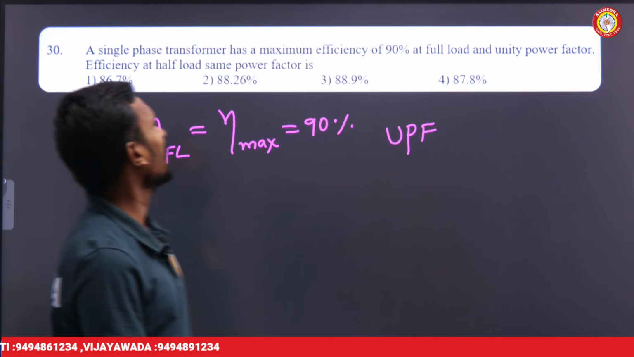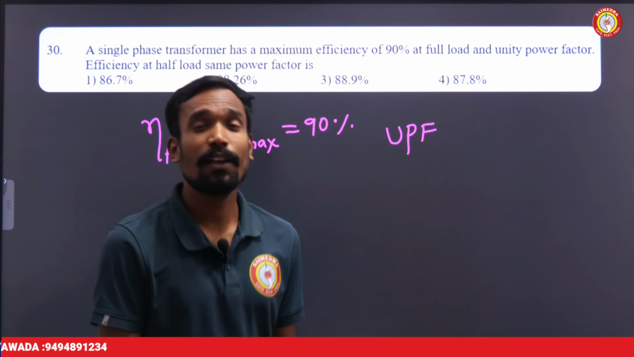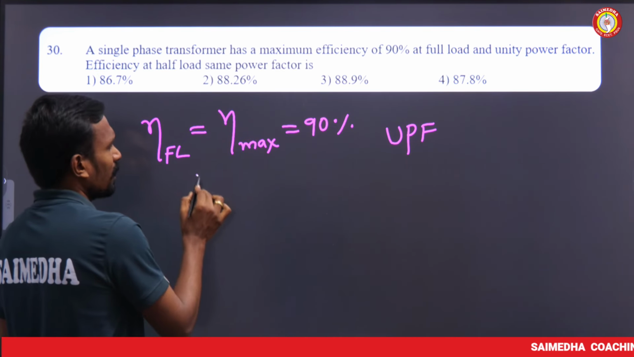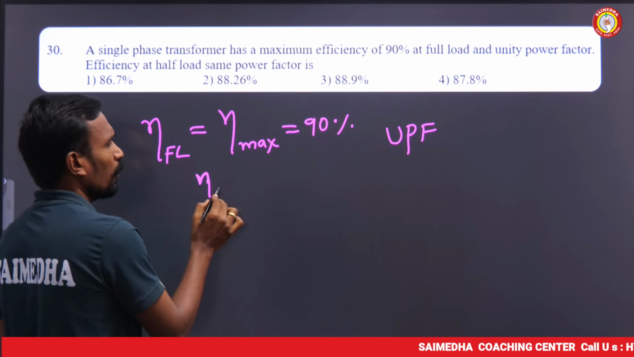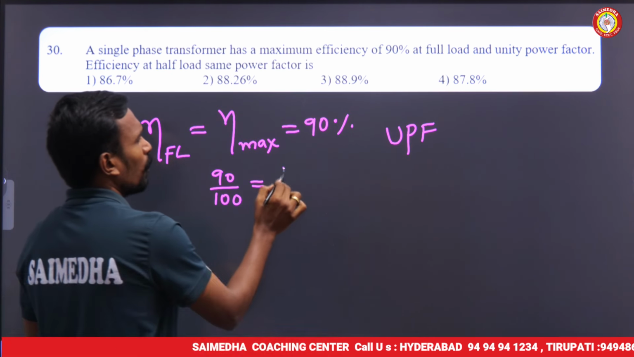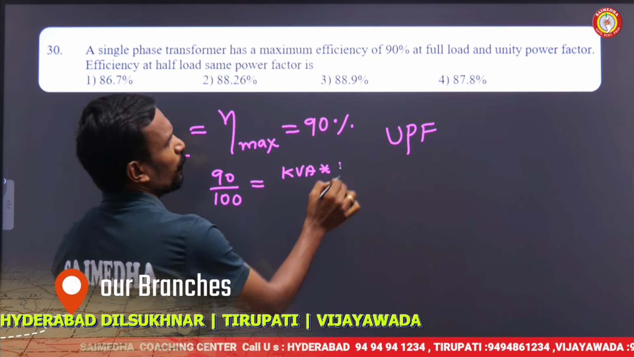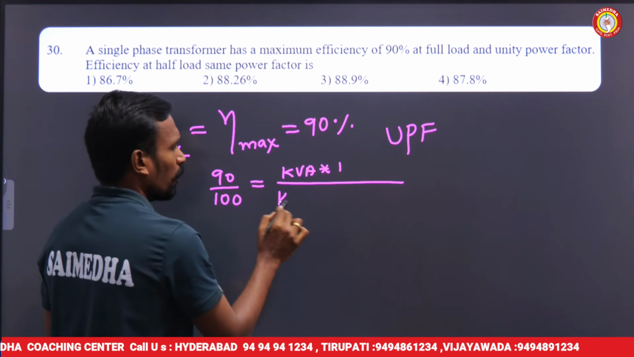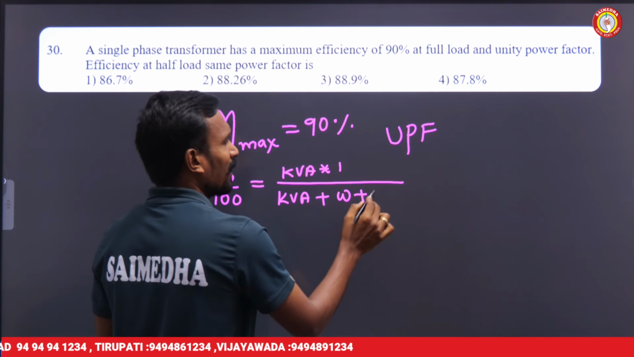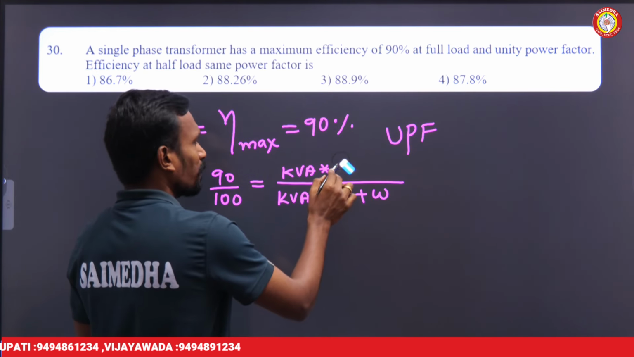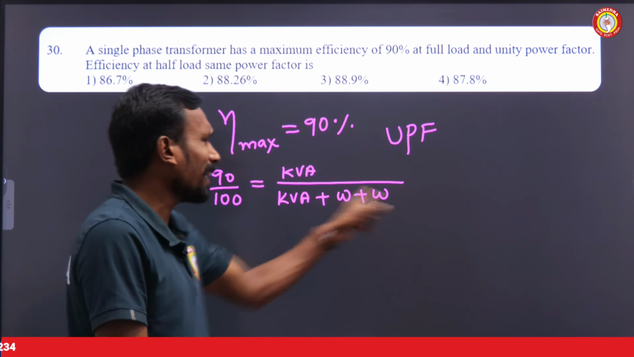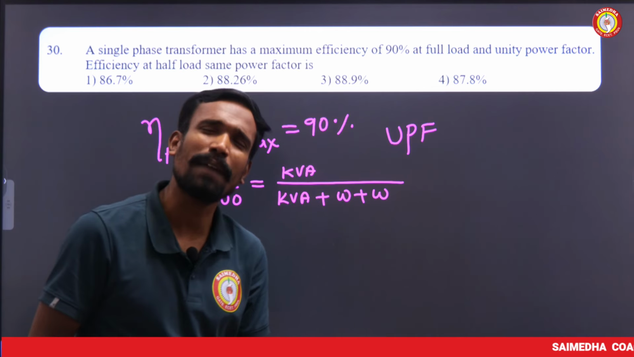Then they are asking the efficiency at off load and the same power factor. Let's see the efficiency at full load. The efficiency at full load is 90%. That is full load kVA into power factor, divided by full load kVA into power factor plus iron losses plus copper losses. Because the power factor is 1, multiply or not, no problem. Iron losses and copper losses are equal because it is at maximum efficiency.